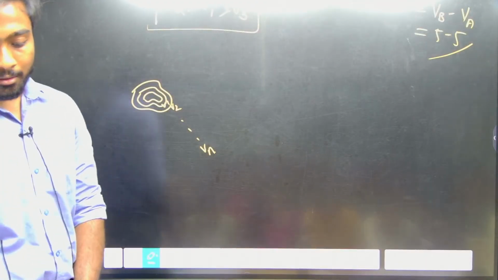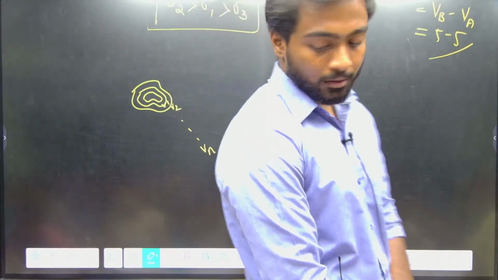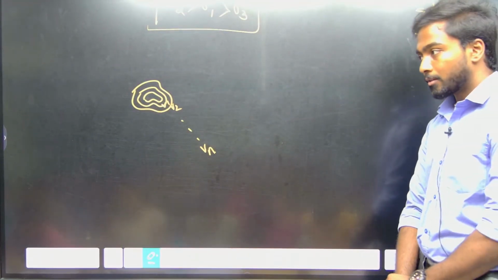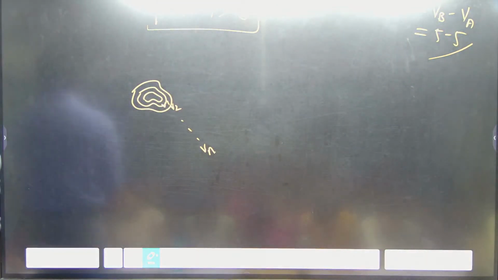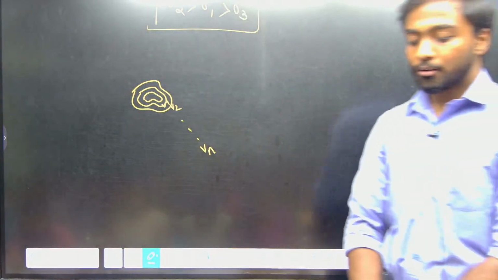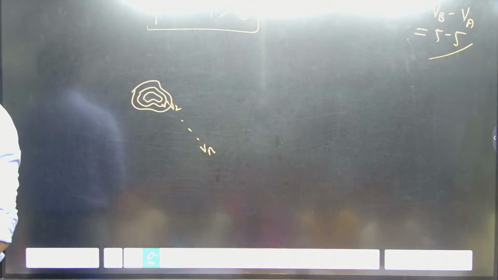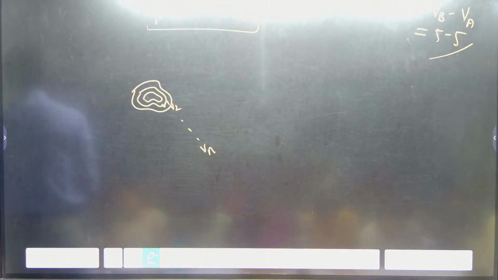Third point: when two conductors are connected, charges will flow till the potentials are the same.